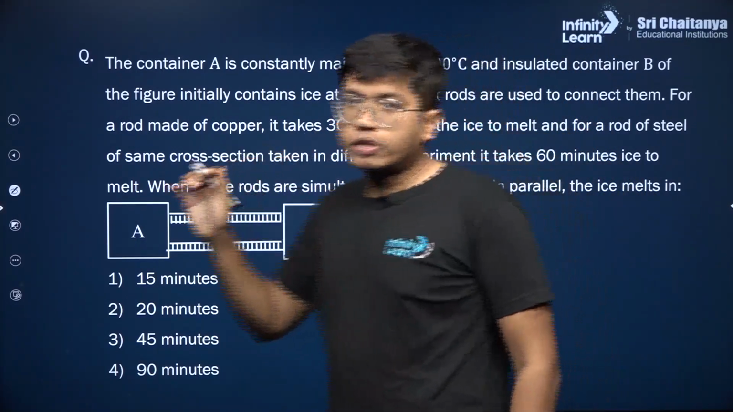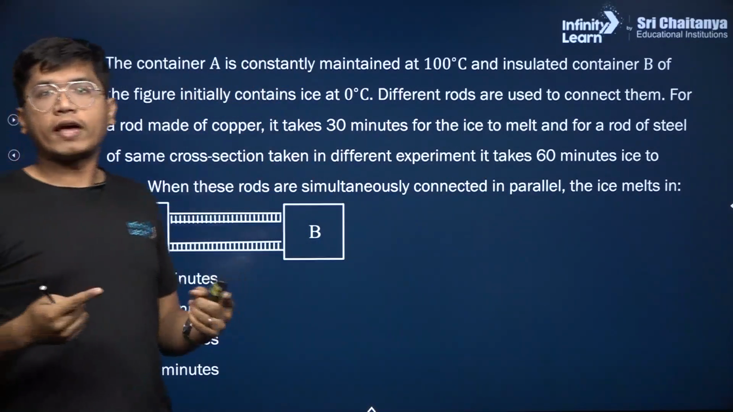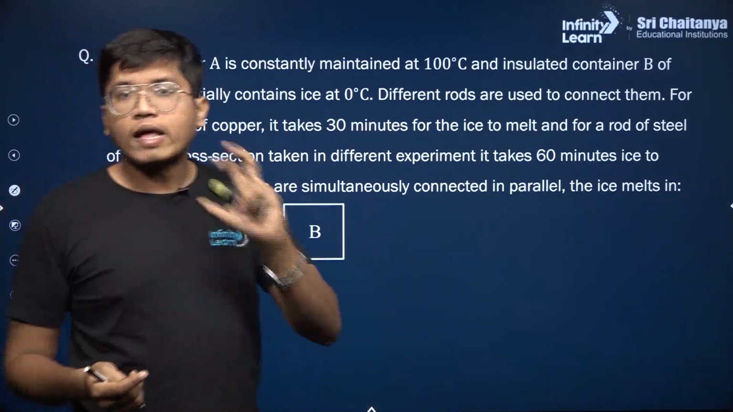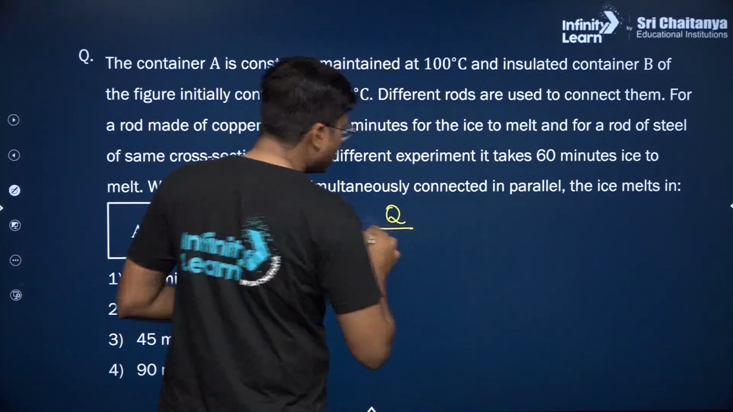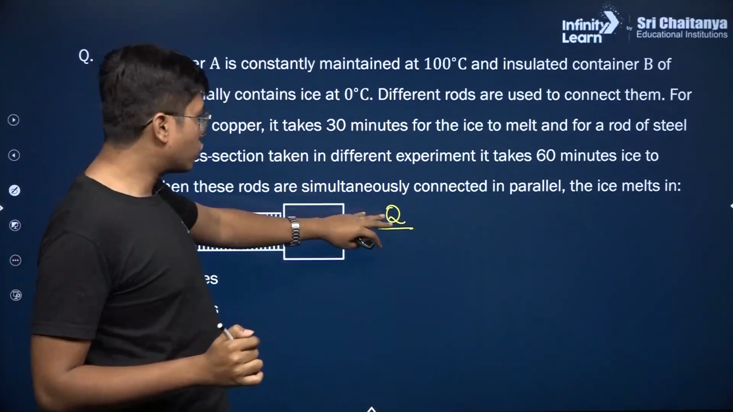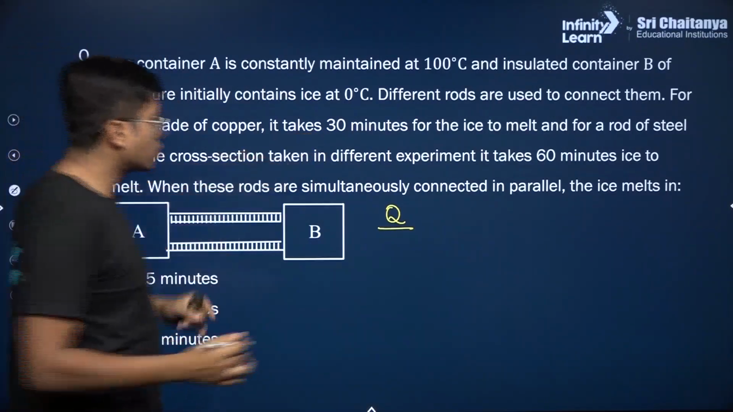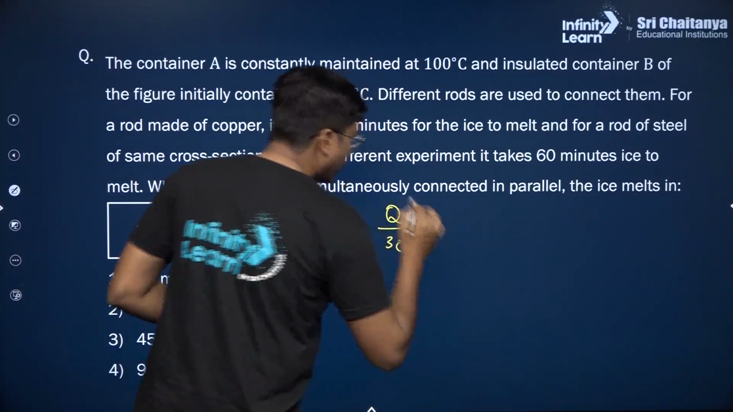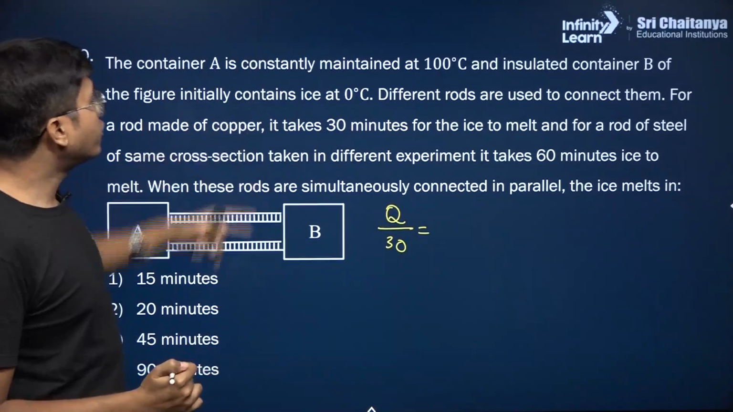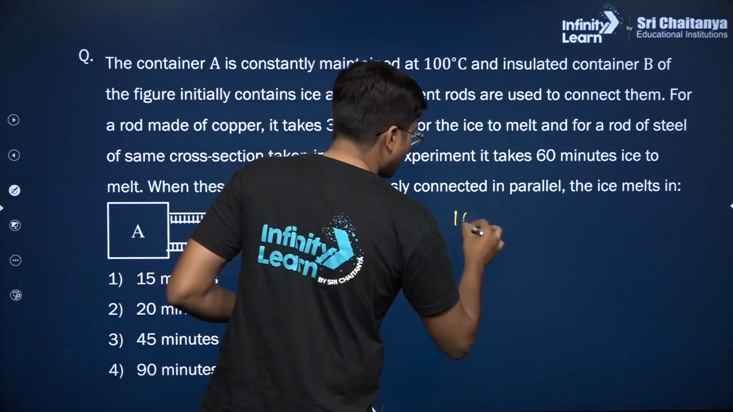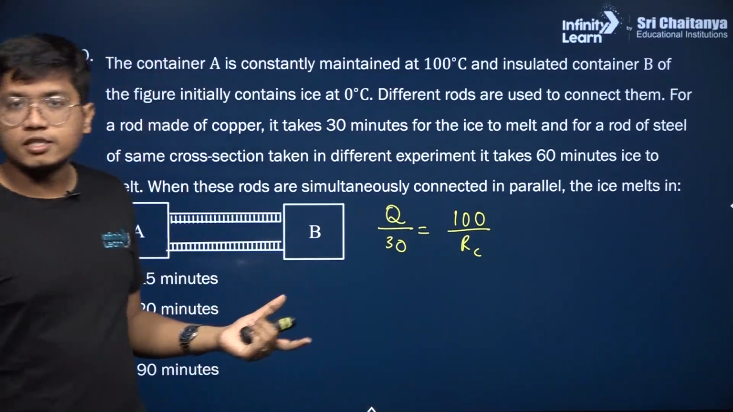Now initially when one of them is connected, each time they're melting the same amount of ice, which means the amount of energy to be given remains the same, that Q value remains the same. So first for copper, the energy that has to be given, we'll assume to be Q, and the time it takes is 30 minutes. So Q by 30 is equal to delta theta, which is just the temperature difference, 100 to 0 degrees Celsius, that's 100, divided by RC. RC is the thermal resistance of copper.